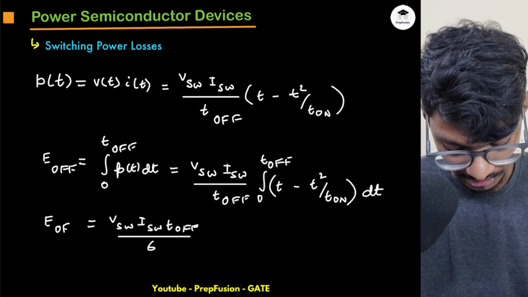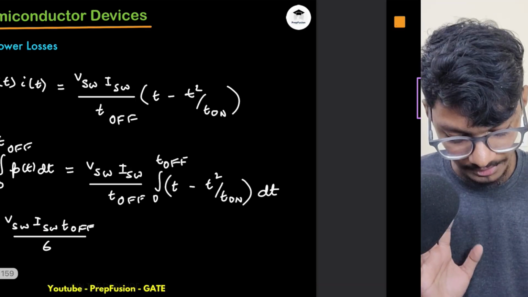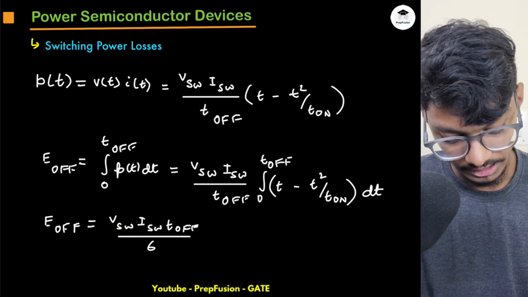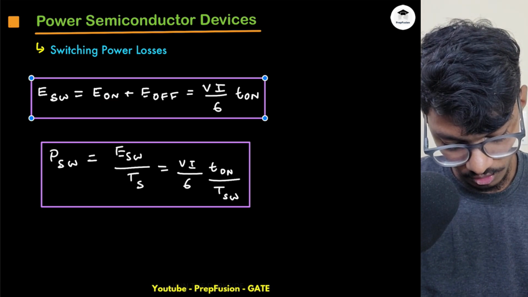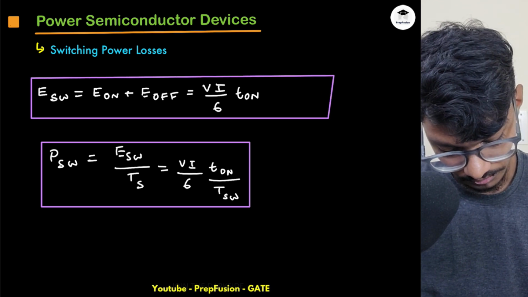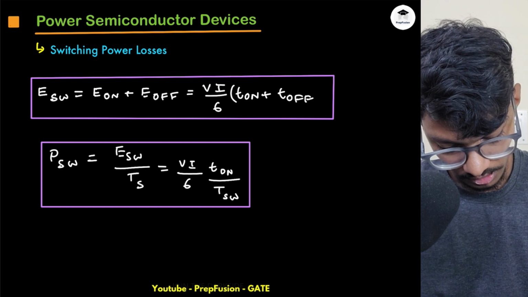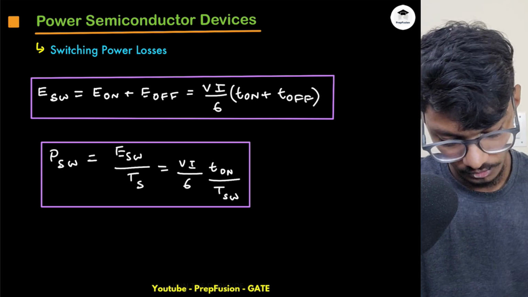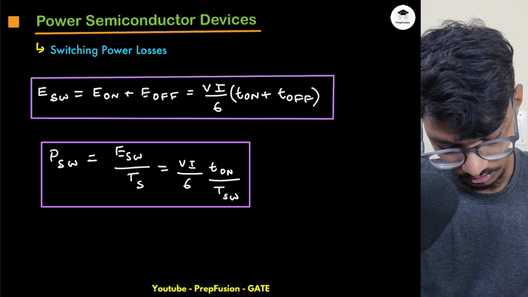And for turn on also, we have seen that it is almost the same expression, if the magnitudes of voltage and currents are the same. So what is the overall switching loss? If I assume VSW and ISW to be almost the same, then it will be simply E on plus E off. That is, this will be VI into T on plus T off, because V and I are common. T on plus T off is almost equal to some value, let's say T, or T switching also, whatever you want to say.